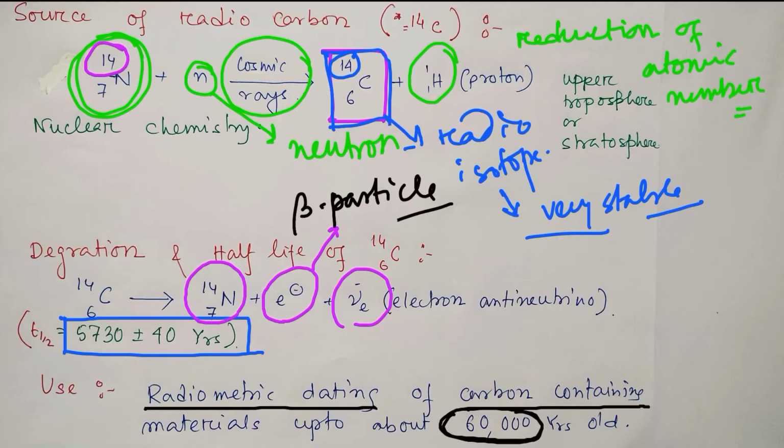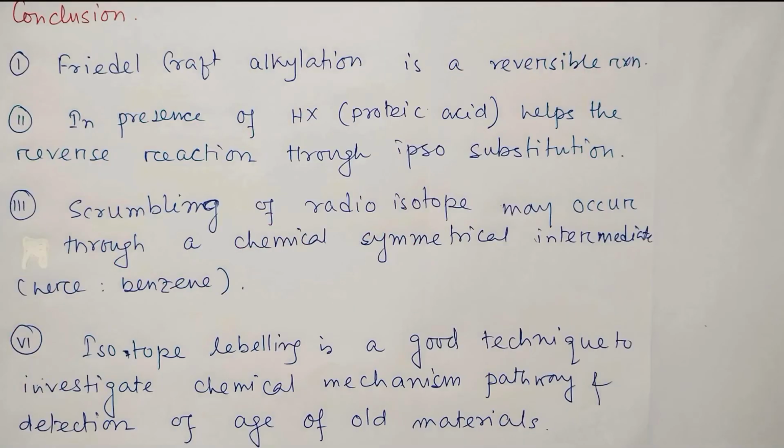Okay, so we have learned in this case how this radiocarbon is produced, second, how this degrades, and what is its use. And these pulses could be determined using Geiger-Müller counter or GMC instrument. Okay, fine. So in conclusion, what have you learned today? First, Friedel-Crafts alkylation and dealkylation is a reversible reaction. That's why the methyl group comes out again, means detached and attached will result in that scrambling, means distribution of the radiocarbon on every position of that benzene nucleus.